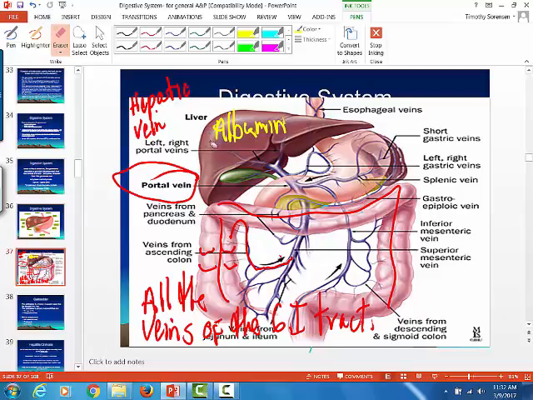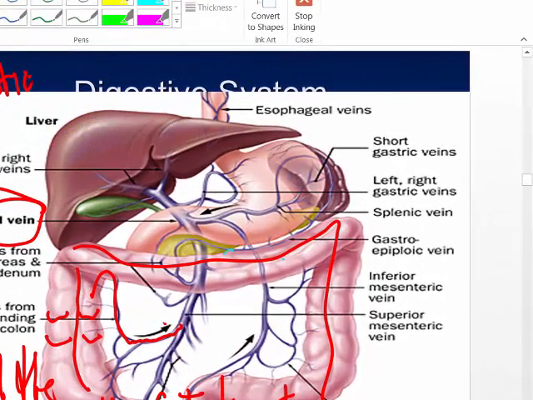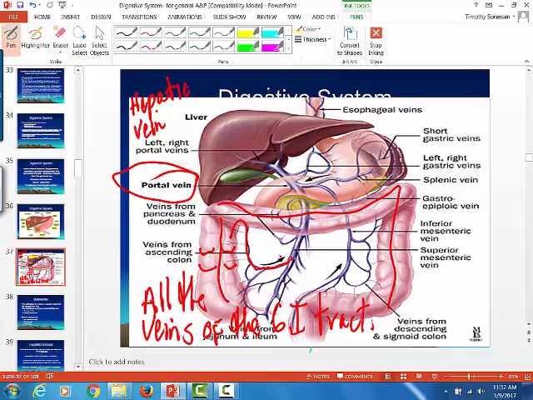Big. You got albumin in your urine? Something's wrong with you. You get albumin on the stove? Something's wrong with you. Get albumin in the seat? Something's wrong with you. You're with me?